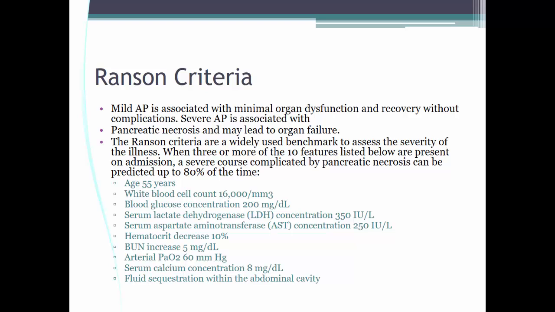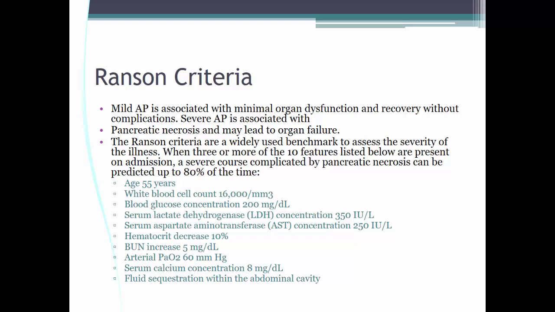So this basically is to evaluate prognosis. When the patient has 5 to 6 risk factors of this listed, they have a mortality of 40% or more. When they have more than 7 risk factors, they have a 100% mortality. So Ransom separated prognostic factors based on admission and also during the first 48 hours.